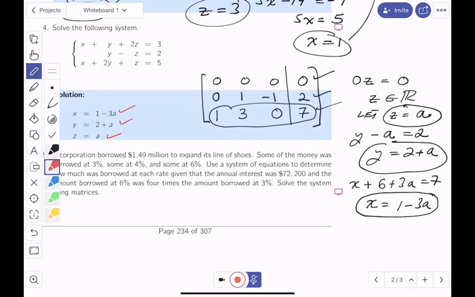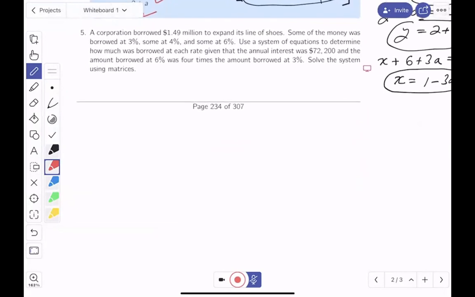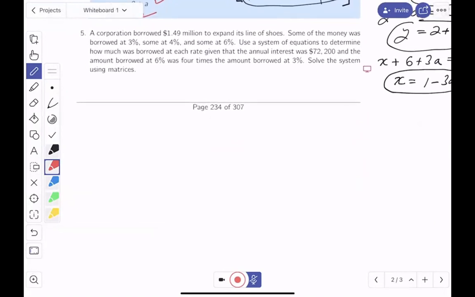All right, let's look at the last one, which is number 5. And we'll see if we can understand what they've said. Now, I always believe word problems are probably more important than doing these manipulative problems, understanding what you've read. But it says a corporation borrows $1.49 million. What does that look like? That looks huge to me. That's how much money was borrowed. And they expand his line of shoes, by the way.